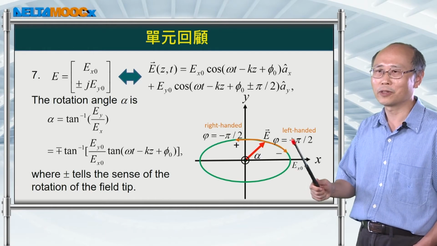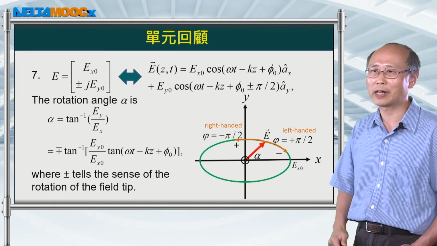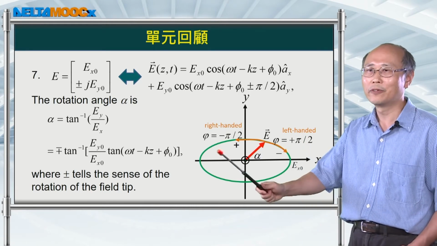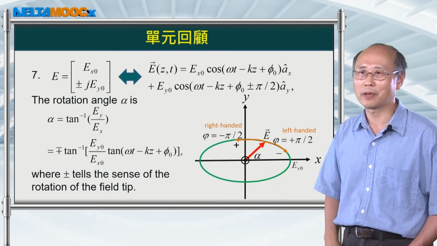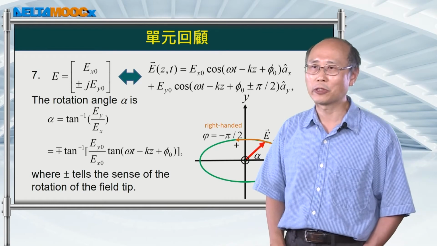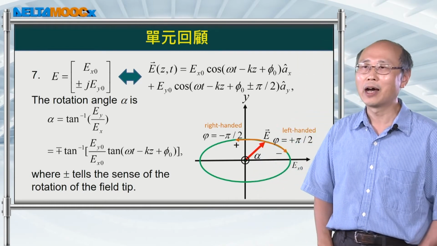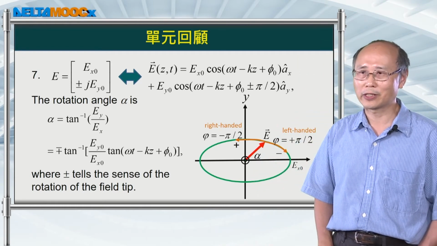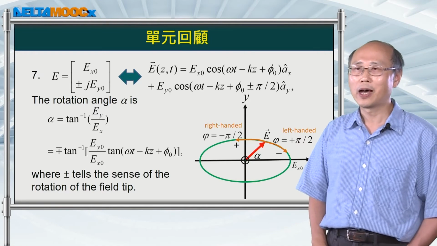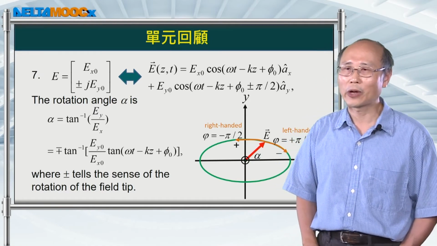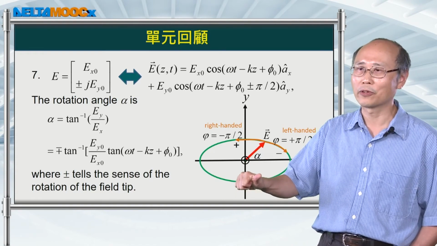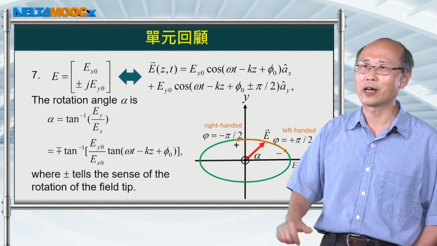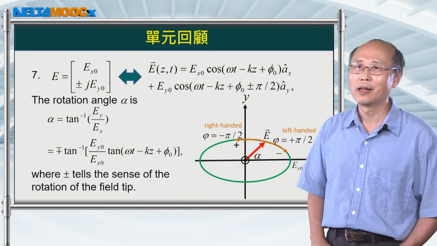And so for this case, we call this left-handed polarization. For this case, it's called right-handed polarization, because you can use your right hand or left hand to describe the rotation direction. But remember that when you try to use the right hand or left hand, you first have to point your thumb toward the direction of the z-axis.